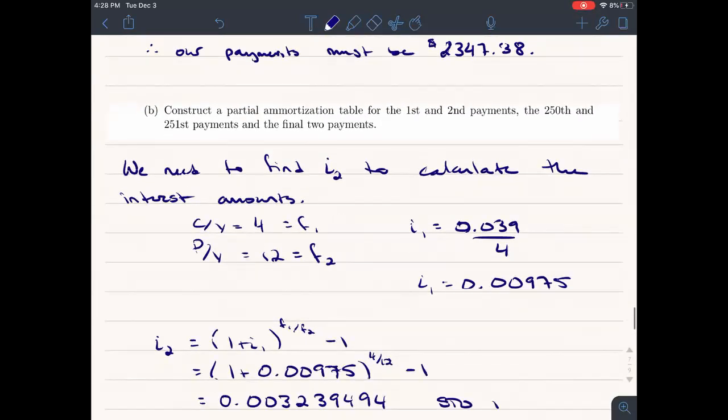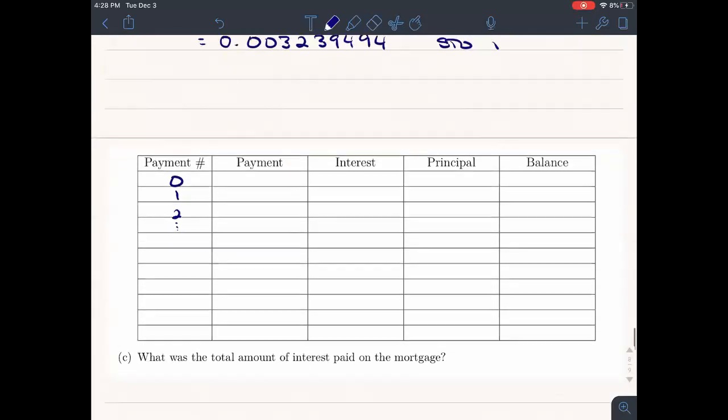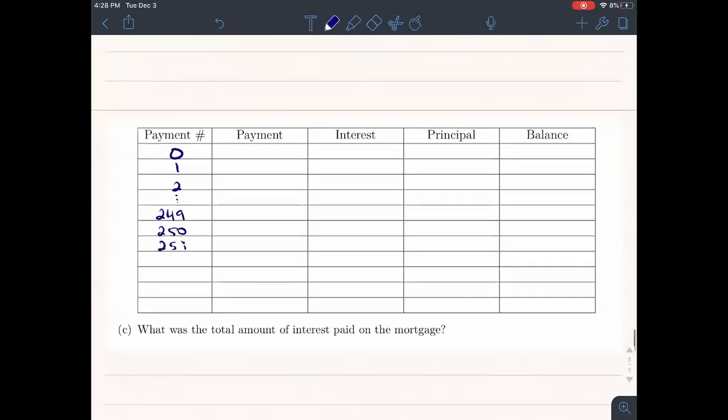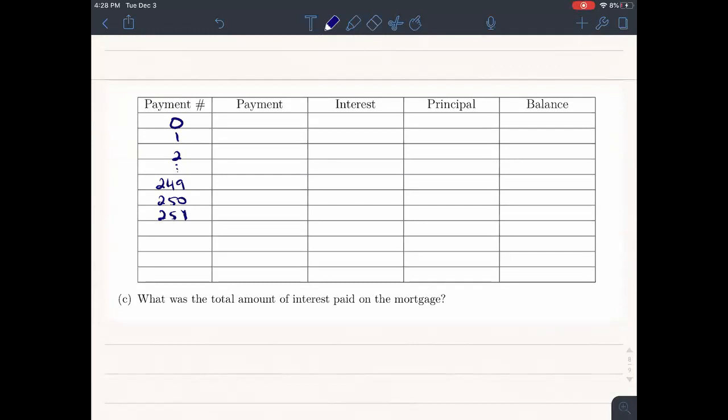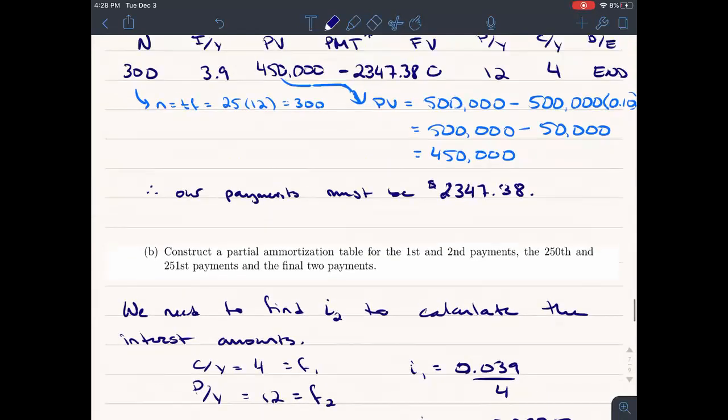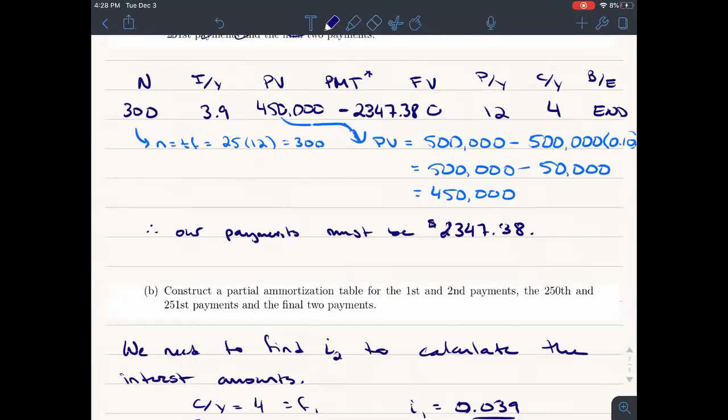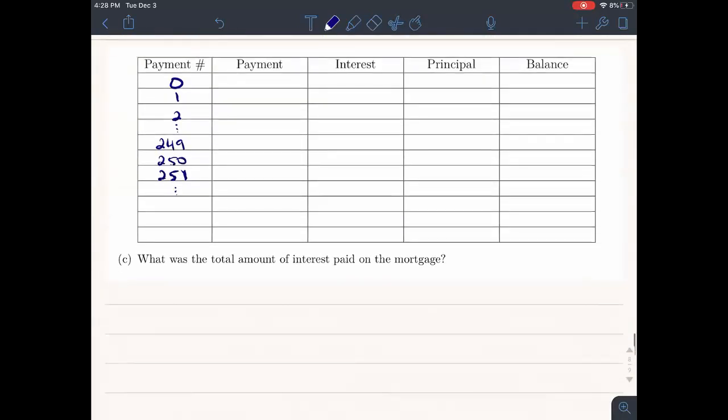250th, which means I need the future value at the 249th payment. So 249, 250, and 251. Dot, dot, dot. And then we know our N is 300, so the final two payments will start at the bottom, 300, 299, and then to get the final, the 299, I need the 298.